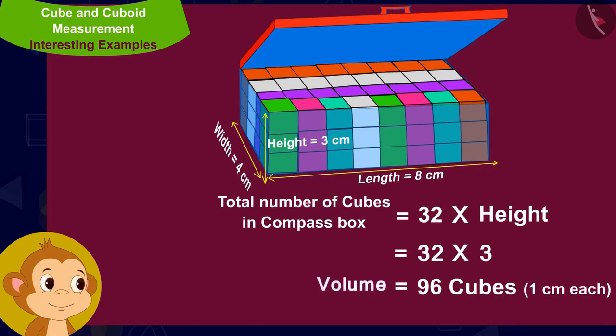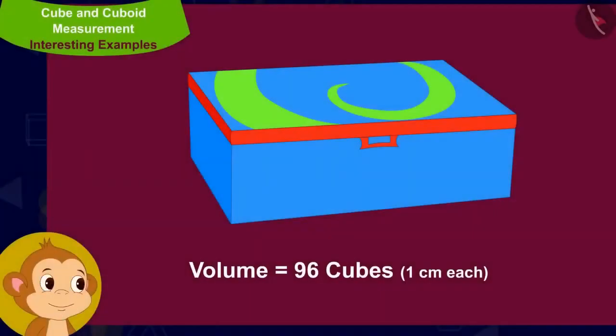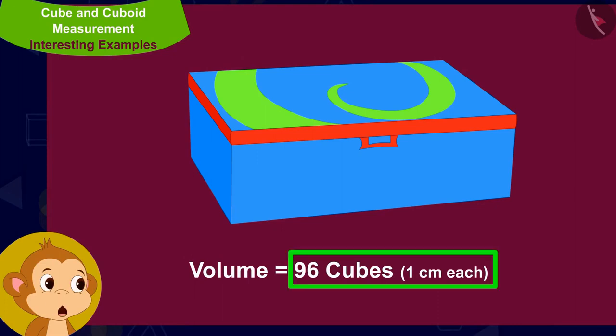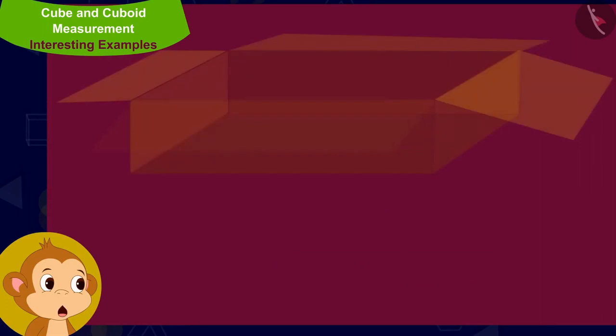In other words, the volume of a compass box is equal to 96 cubes of dimension 1 centimeter each.